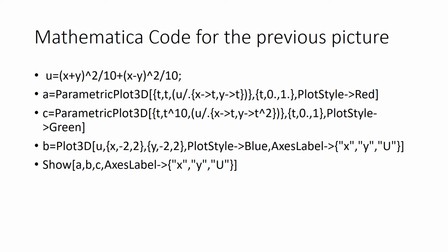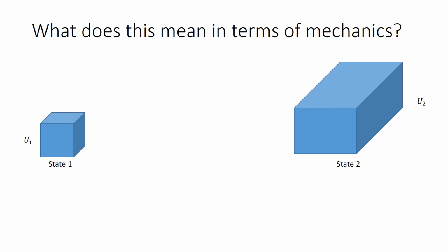Here is the Mathematica code that I used to generate the previous diagram in case you need to replicate it. So what does this mean in terms of mechanics? Let's see this example. We have an elastic material that does not dissipate any energy during deformation. Let's assume two states of deformation. State 1 with mechanical strain energy density, or energy content, U1, and state 2 with mechanical strain energy density U2.